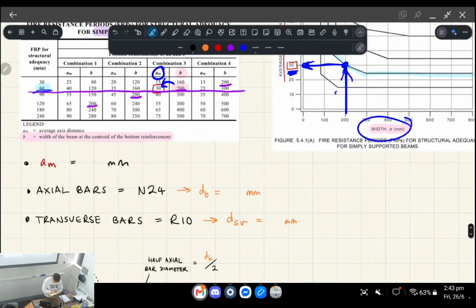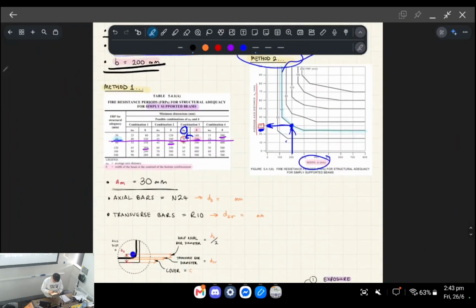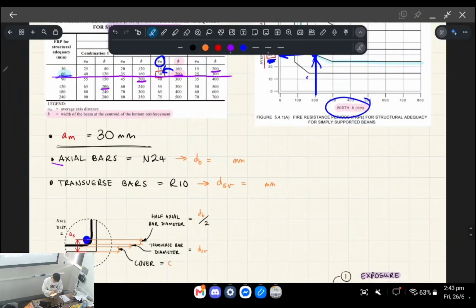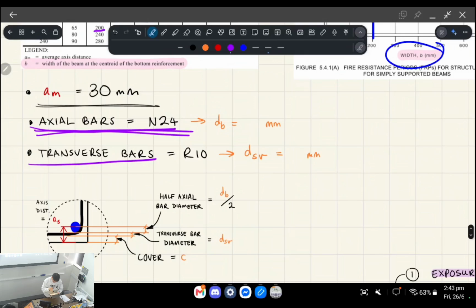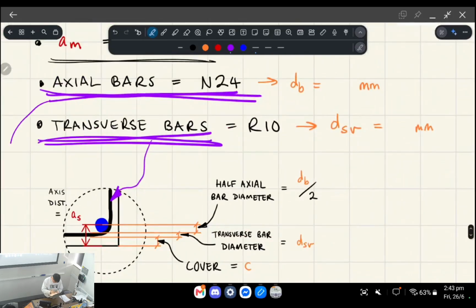So we're told that the axis distance is 30 mil. Now we have to consider the other information that was given in the question, and that's the bars, right? We're told that the axial bars were N24s, right? And the transverse bars or the stirrups, right? Transverse bars being these ones. And then axial bars being these ones, like so.